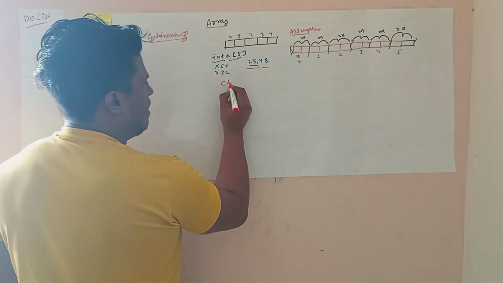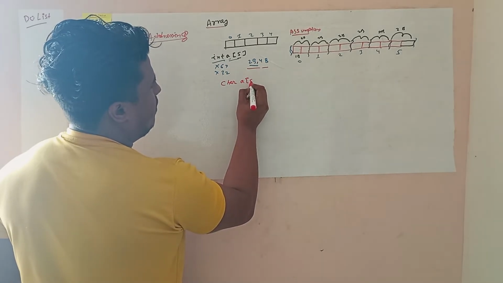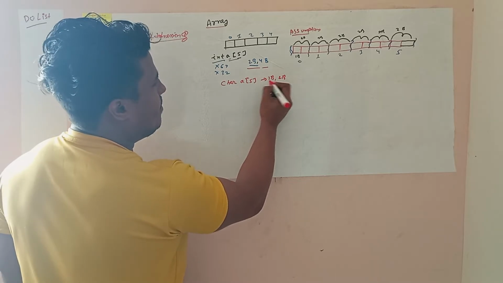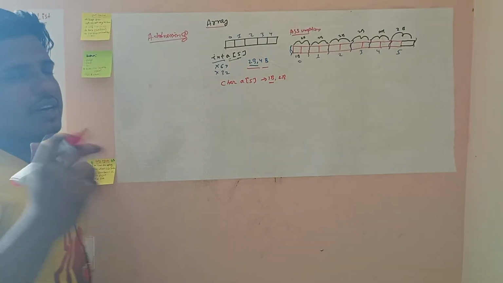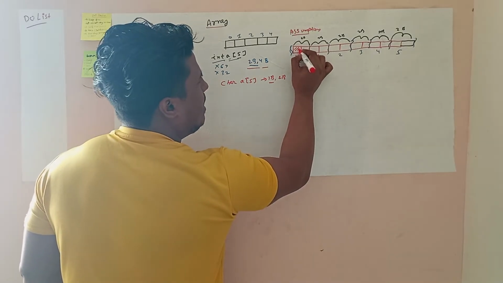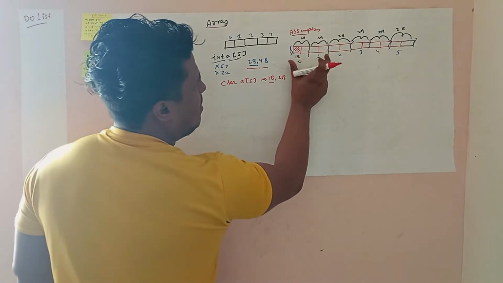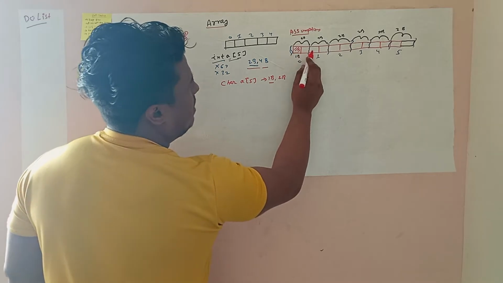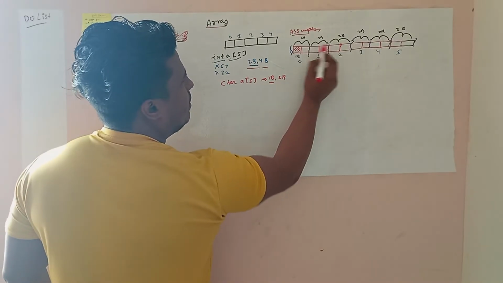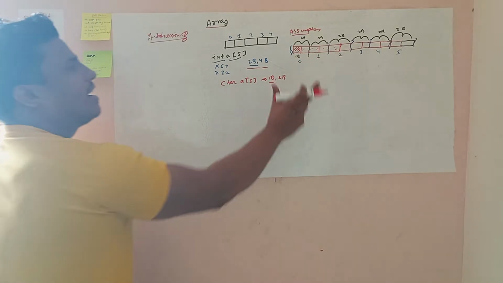Suppose I declare a character array, char a[5]. It will be considered as 1 byte or 2 bytes depending on the system, but let's assume that it contains 1 byte. So one block will be assumed as 1 byte. The character array will contain only these 1, 2, 3, 4, 5, so it will end here.